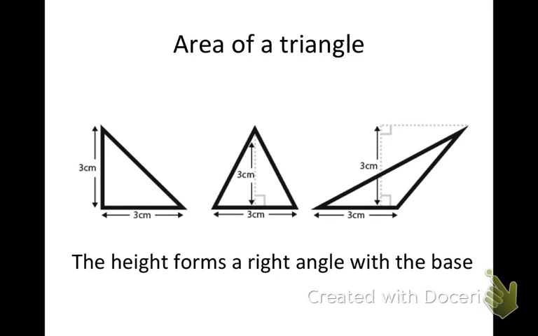So you're going to copy this down into your notebook. You might want to pause the video right now. Copy down the pictures, so the title, area of a triangle. Copy down the 3 pictures, and then the text on the bottom, and it says the height forms a right angle with the base. So remember to find the height and the base.